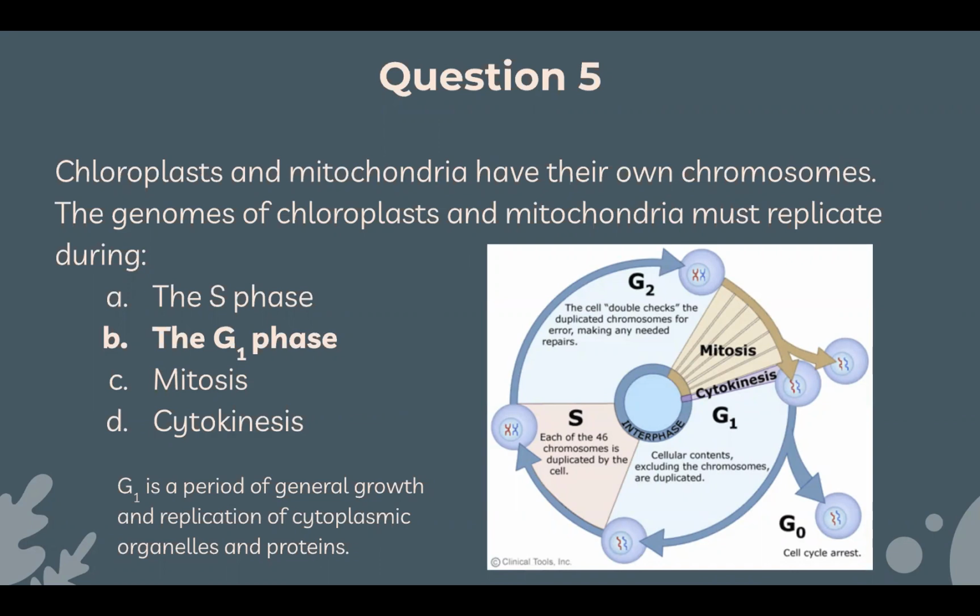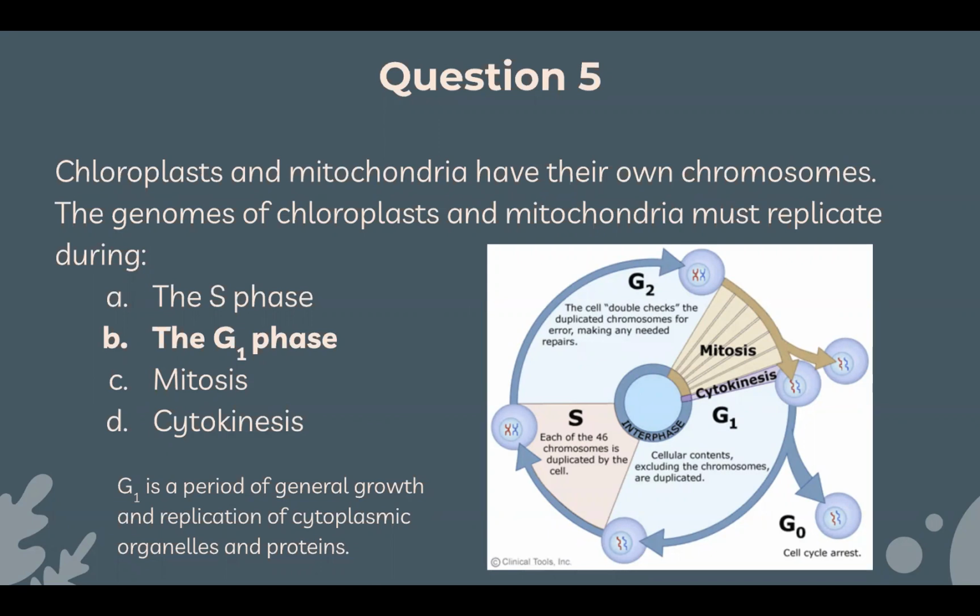So it could be tempting to pick A because the passage says that chromosomal material is replicated, and the question is asking about the genomes of mitochondria and chloroplasts. But the distinction is that in the S phase, only the cell's chromosomes in the nucleus are replicated. And since the mitochondria is an organelle, it will duplicate in G1.